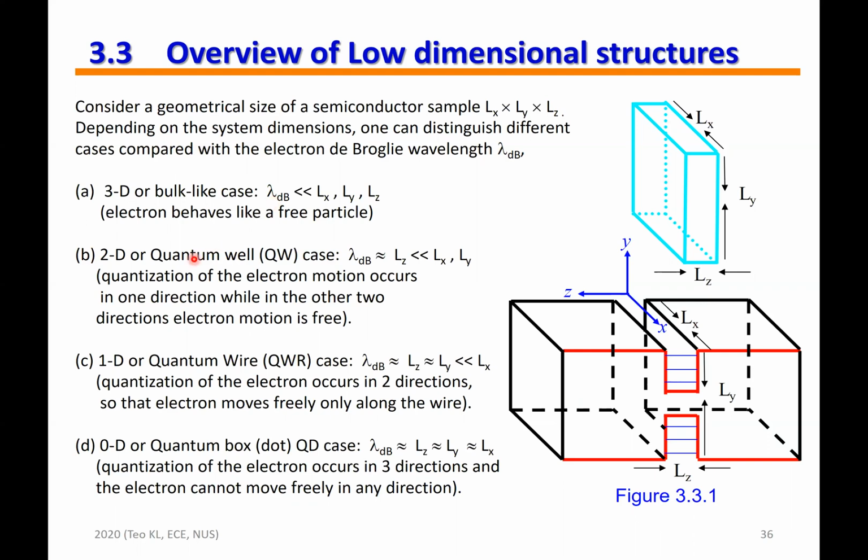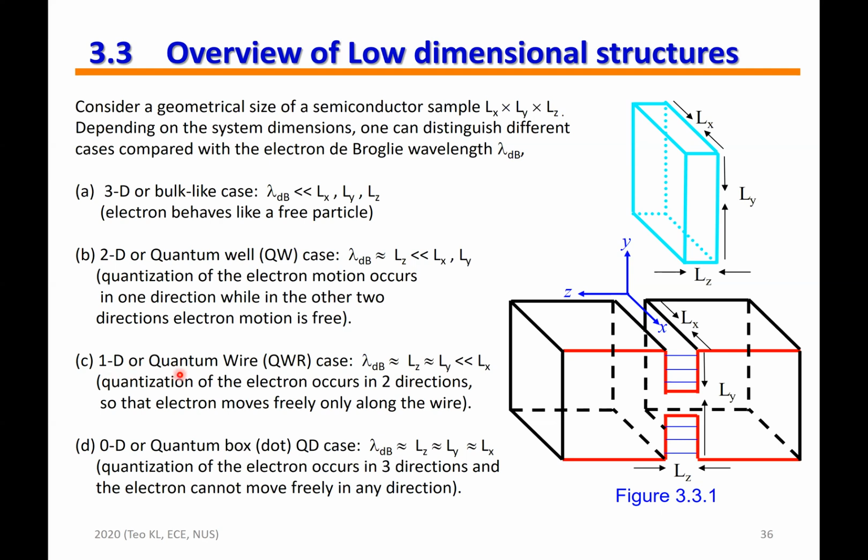Now, the two-dimensional case, which is a quantum well, that you study in Prof. Wu's course: the de Broglie wavelength is approximately equal to one of the lengths, let's say Lz, while Lx and Ly are still much greater than Lz. So there is a quantization of electron motion in the Lz direction, while in the other two directions, Lx and Ly, electrons are free to move.